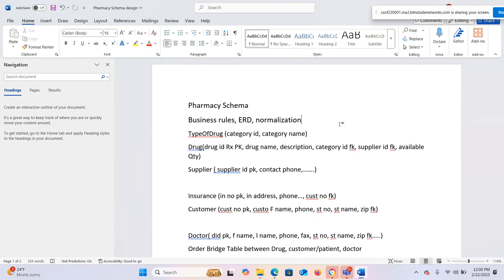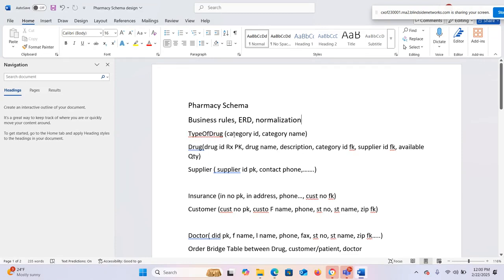So this is the information you gather initially by interviewing the client, what things to be stored, and then you write down the business rules, and then you tend to identify the entities and their relationships and so forth. So I have here a category or type of drugs. That could be one entity.